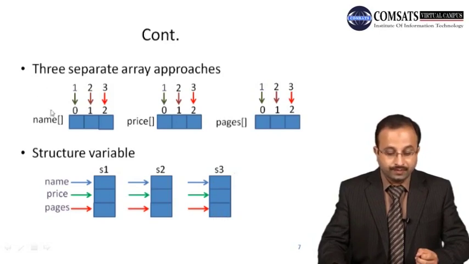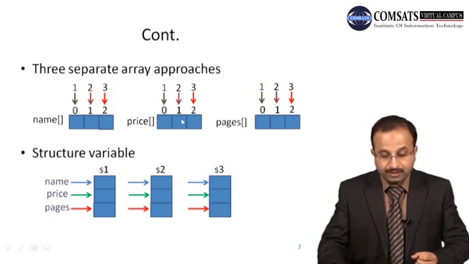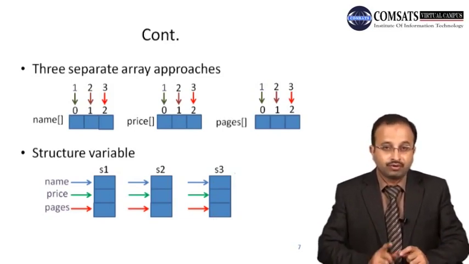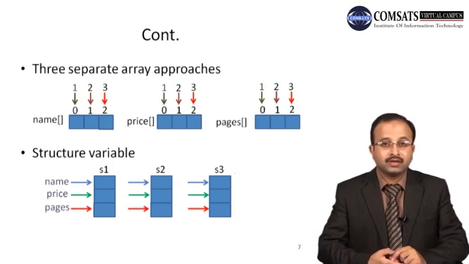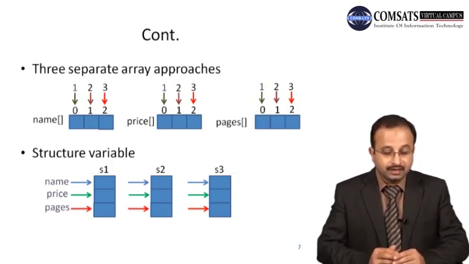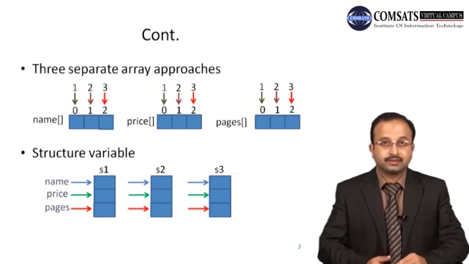But in this approach, a single record is separated. 3 जगहों पे सेपरेट है एक सिंगल रिकॉर्ड. सिंगल रिकॉर्ड का मतलब है कि एक बुक का रिकॉर्ड, उस बुक का नाम, उस बुक की प्राइस एंड उस बुक के नंबर ऑफ पेजेस. सो दैट रिकॉर्ड इज स्कैटर्ड in the 3 separate array approach, while that is combined in the structure variable approach, right?